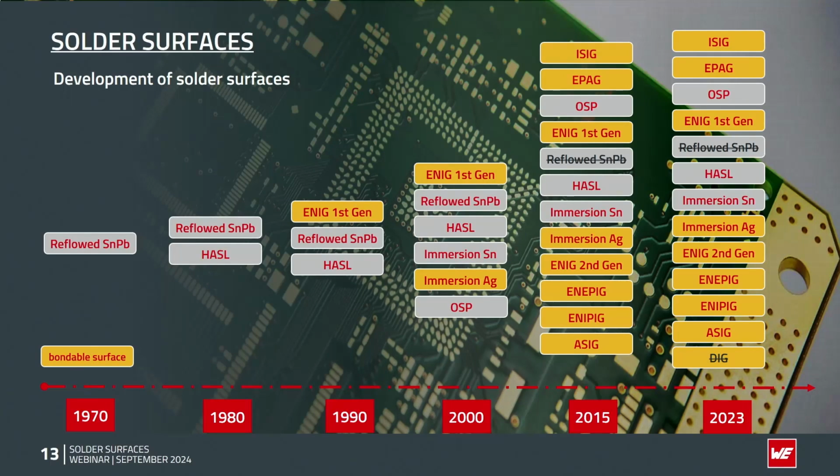The surfaces with the orange color are generally also bondable surfaces, but that's not the focus today. Unfortunately, one solder surface didn't make it into high volume application, that is DIG, which stands for direct immersion gold. That was a promising development, but finally complicated, expensive, and unfortunately no longer available.